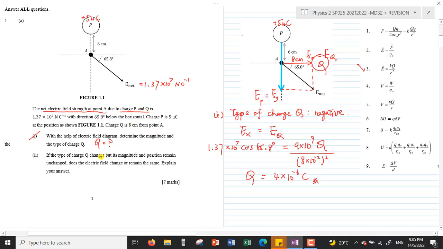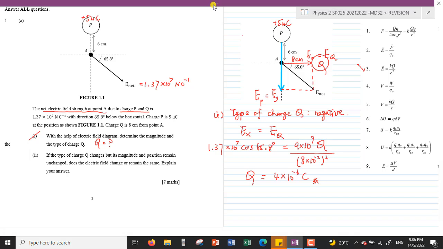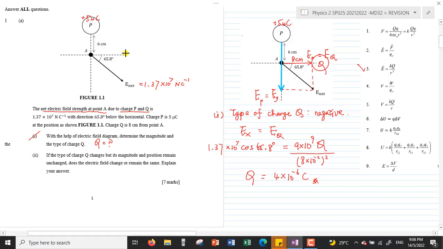Then question 2: if the type of charge Q changes, but its magnitude and position remain unchanged, does the electric field change or remain the same? Explain your answer. So class, the question asks if I change the type of charge Q. I redraw the diagram. Let's say this is our charge Q. Now we change the type of charge.